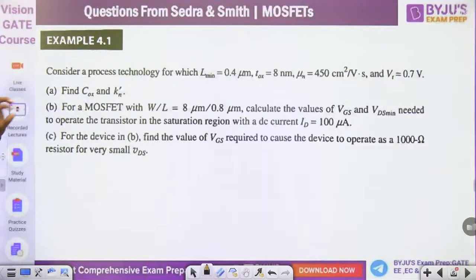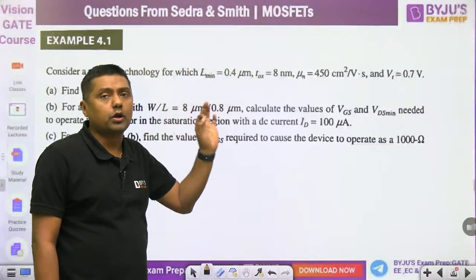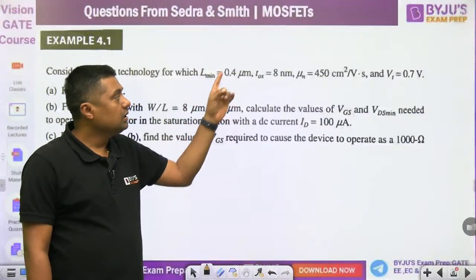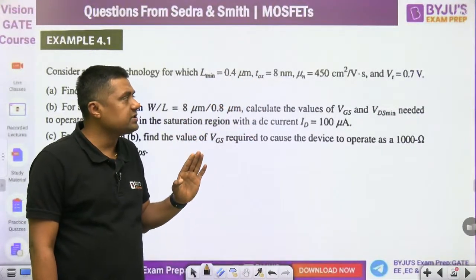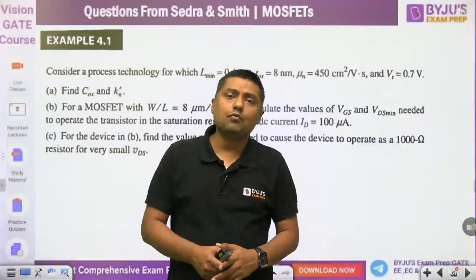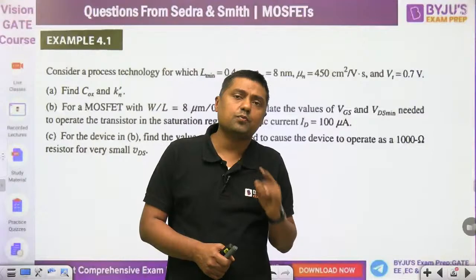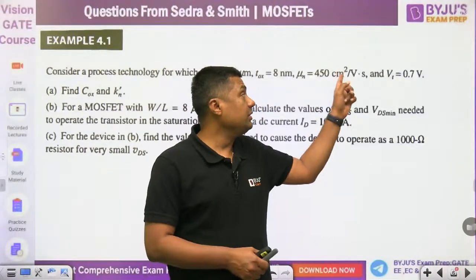Consider a process technology for which L minimum is given as 0.4 micrometer. That is the name of the process technology where the minimum length of channel possible is 0.4 micrometer. Tox is given as 8 nanometer. Mu n is given as 450 centimeter square per volt second. So normally that was the question in the GATE exam. What is the mobility of electron in case of MOSFET? That is in the range of 450 centimeter square per volt second.